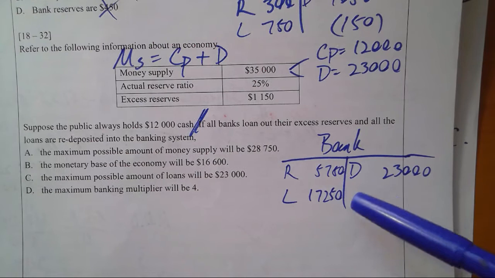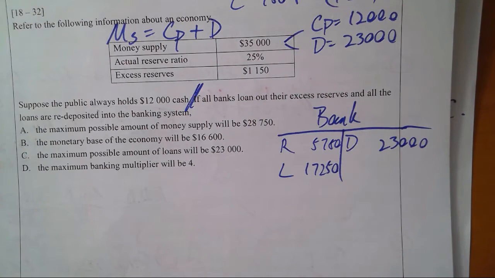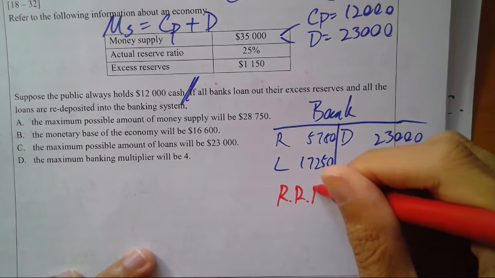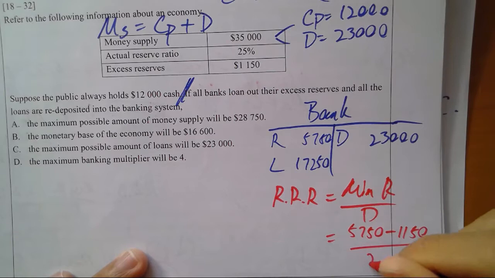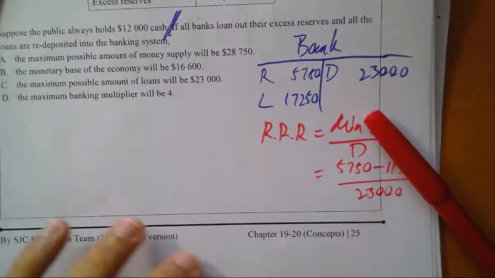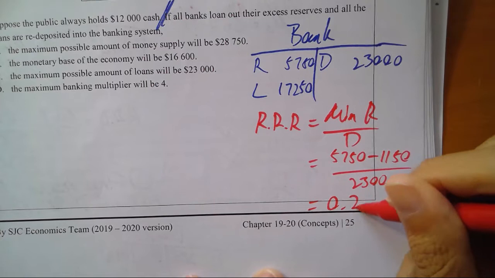Now, this is the original situation. Right? Now, we know here we have some excess reserve, therefore let's calculate what is the required reserve ratio. It should be minimum reserve divided by deposit: 5750 minus 1150 over 23000. Okay, cheating time. Sorry, you need cheating time, we need some cheating here. Again, it's 5750 minus 1150, 4600, divided by 23000, 0.2. Again 0.2. Okay, now, so, let's say, when in doubt, always assume the RRR to be 0.2. Always assume 0.2.